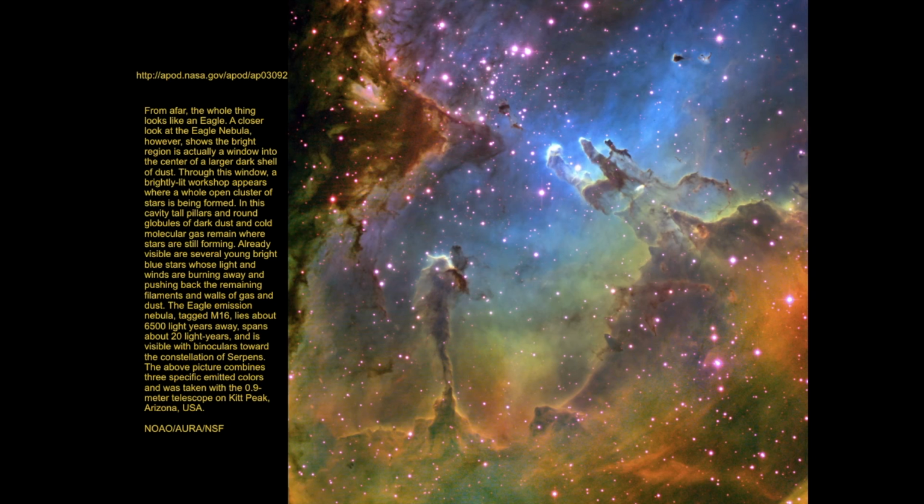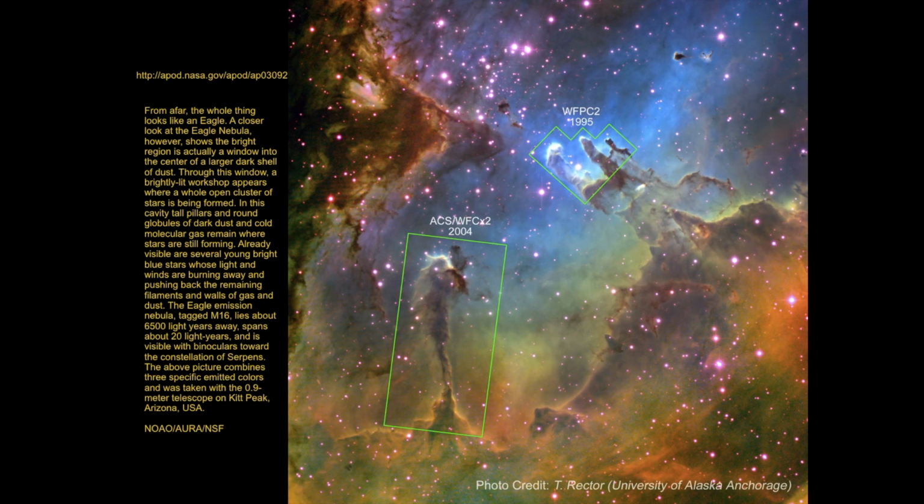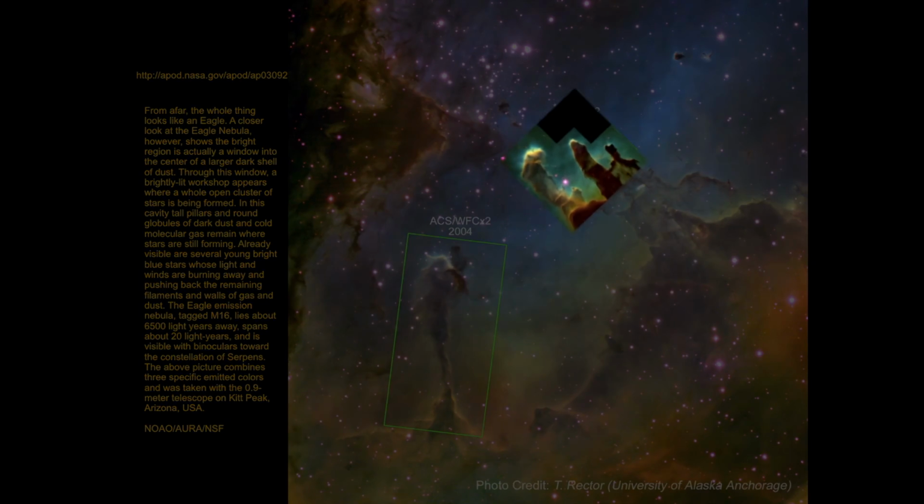This was taken with a 1-meter telescope at Kitt Peak in Arizona, one of the great observatories in the United States. And we find the Wide Field Planetary Camera 2 took images of it in 1995. This was the Pillars of Creation image, and the Advanced Camera for Surveys Wide Field Camera took two of those images in 2004. This was taken by T. Rector at University of Alaska. Anyway, let's zoom in specifically on the Pillars of Creation.